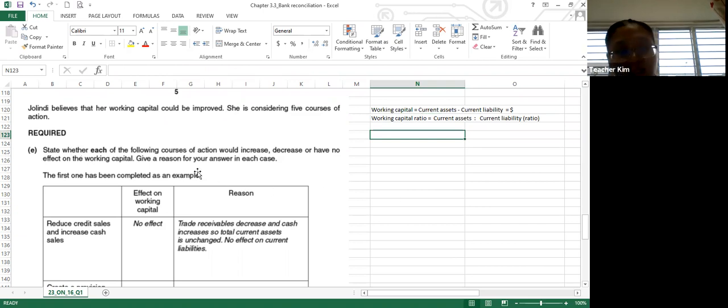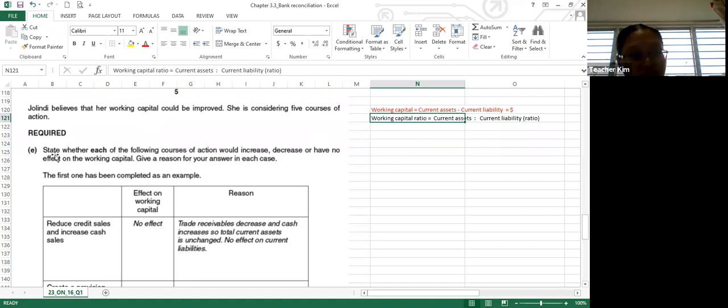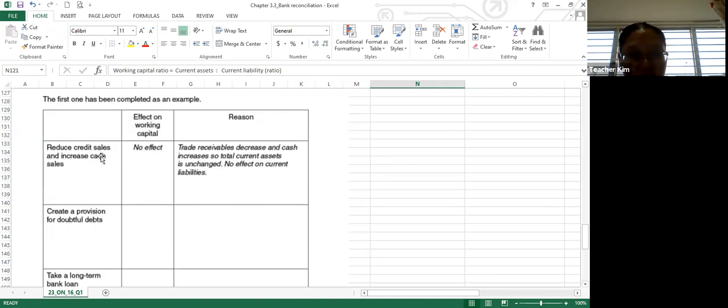State whether each of the following courses of action will increase, decrease, or have no effect on the working capital. The question for this one is talking about this working capital, not this one. Number one, they give reduce credit sales and increase cash sales: no effect. The reason is because trade receivable decreases and cash increases, so total current asset is unchanged, and no effect on the current liability.